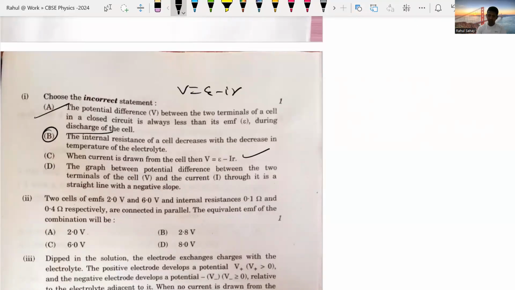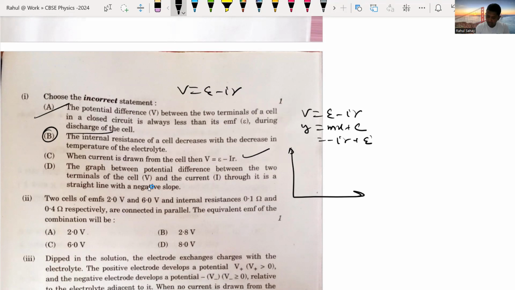The graph between the potential difference between the 2 terminals of the cell and the current is a straight line, and V is equal to E minus IR. So you get E minus IR, like y is equal to mx plus c. So minus IR plus E, right? So the slope is negative, right? And the intercept is positive, right? This is the graph. So this is also correct. So option B.